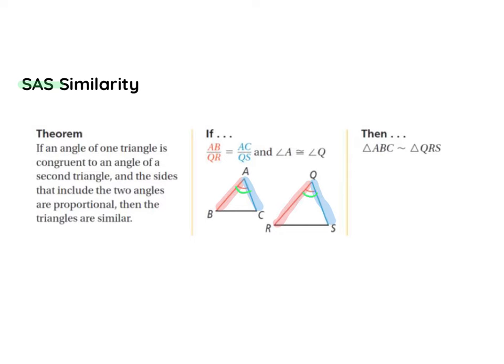And then I have the angle in between those two that is congruent, okay? So two proportional sides, the angle in between, that's congruent. And if we have that, then we can say that ABC is similar to QRS. So again, two sides proportional, and the included angle that is congruent.